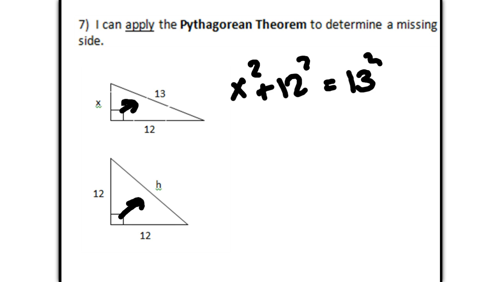I'm not going to solve that one because you guys are doing pretty well with them, but if you need to, you can go ahead and do that one. The answer there should be 5 for x.